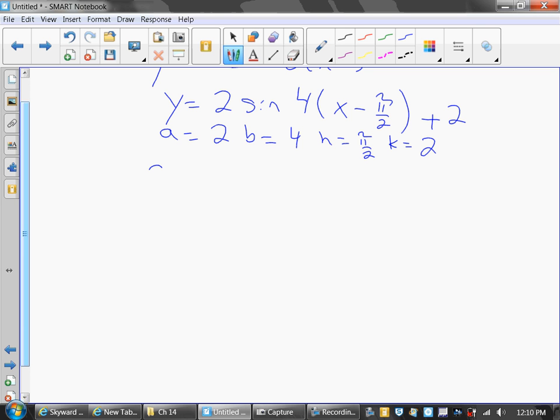Now, what is your amplitude? 2. Very good. It's always the absolute value of A. Your period. Your period for sine functions, what is it? Very good. Your period for sine and cosine is 2 pi over the absolute value of b. So it's 2 pi over 4, which is pi over 2. Okay?